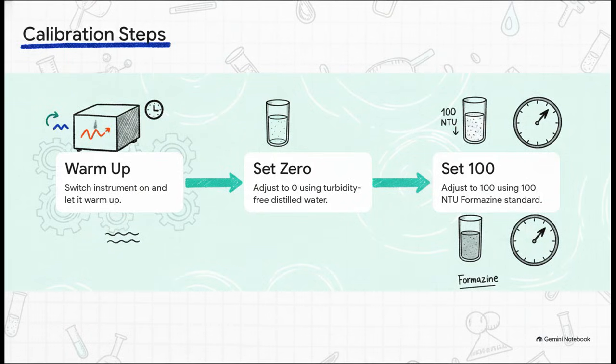Alright, before we actually test anything, we've got to tune our instrument. First things first, switch the Nephelometer on and just let it warm up a bit so the light source stabilizes. Then, insert a cuvette of that turbidity-free distilled water we talked about and adjust the dial until the readout is, you guessed it, exactly 0. After that, swap that tube out for your prepared 100 NTU formazine standard and adjust the upper dial to read exactly 100. You'll want to repeat this just to make sure your baseline is absolutely rock solid.